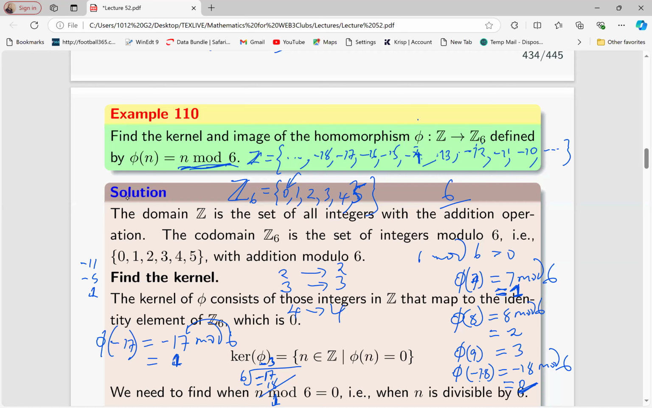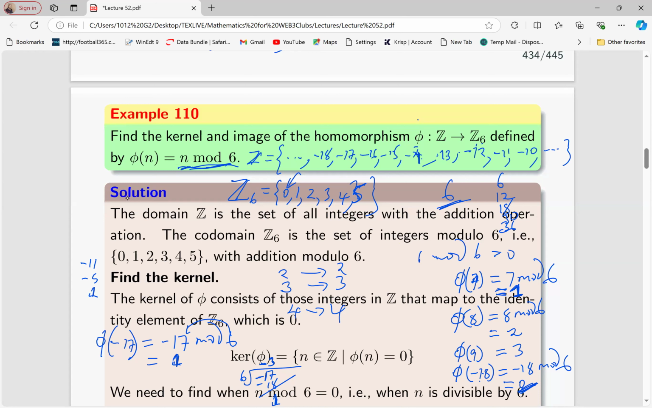Negative 18 was a number divisible by 6. Then I also found out that 6 itself will be mapped to 0. So 6 is divisible by 6, 12 is divisible by 6, 18 is divisible by 6, 36 is divisible by 6, even 30. So all those numbers which are divisible by 6 will be mapped to 0.